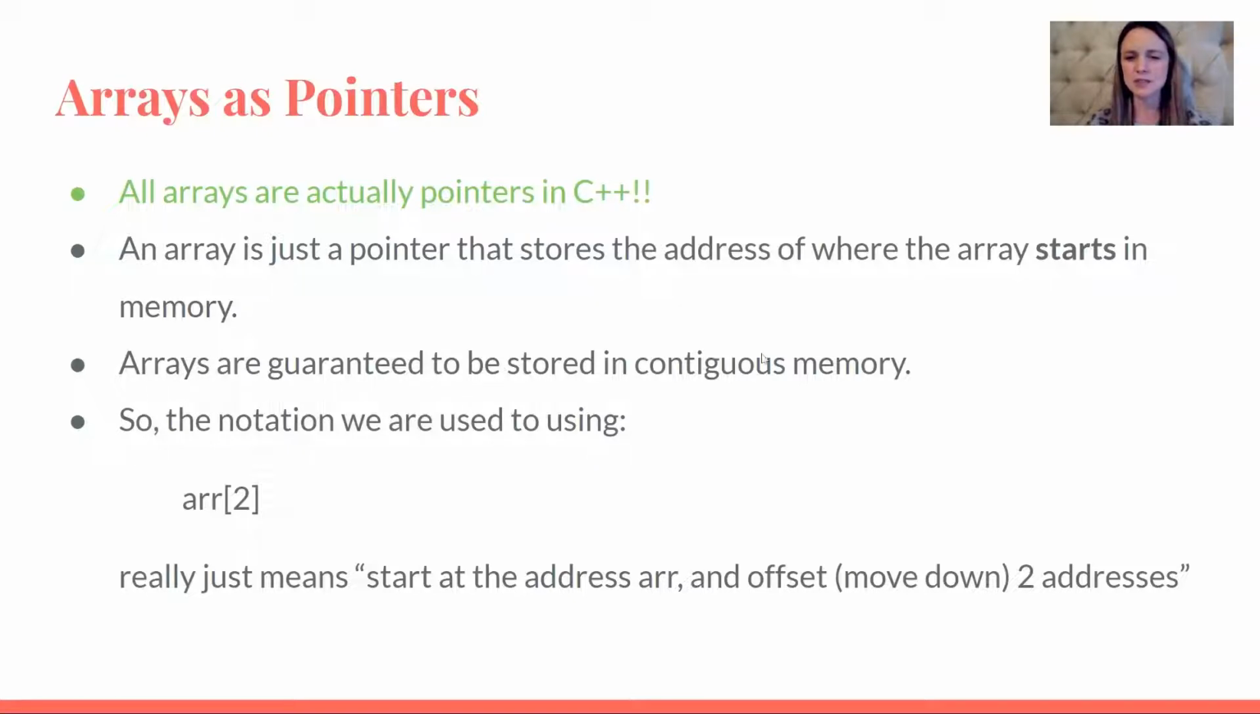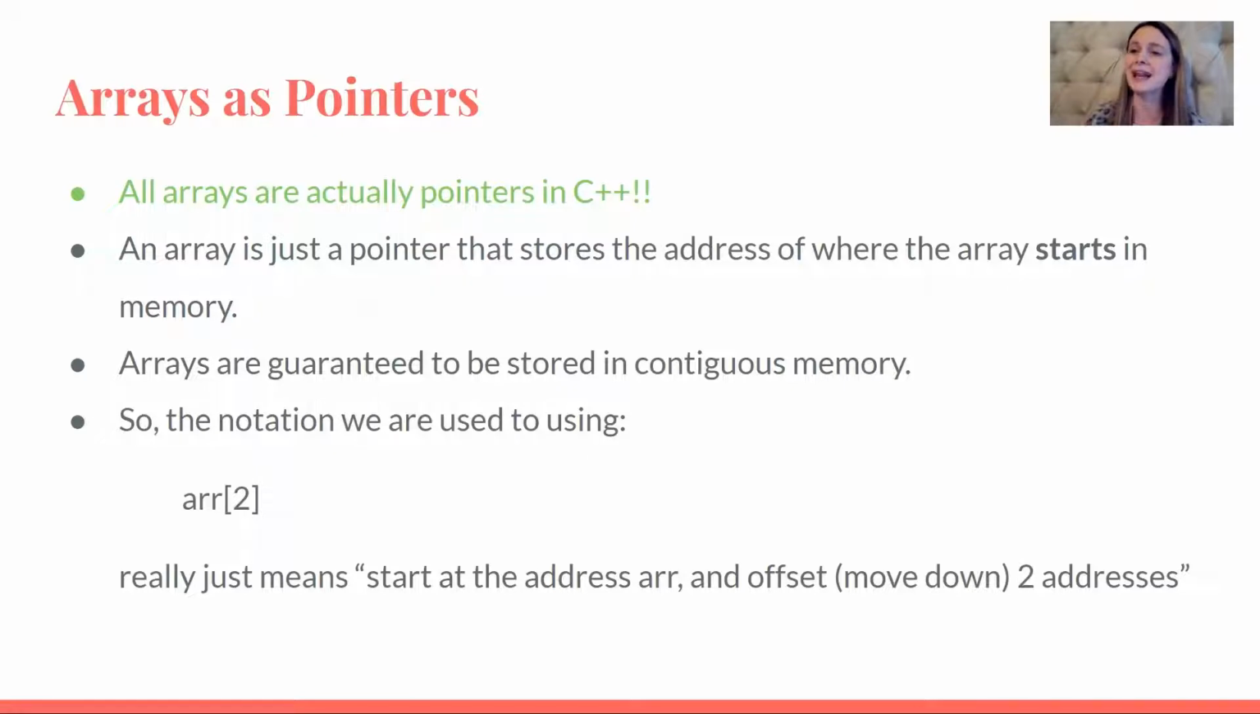Arrays are guaranteed to be stored in contiguous memory, and that means one right after another, okay? That's not always the case with other data types. If I declared 5 variables in a row, it would actually be unusual for them to be stored one right after another. They could be stored anywhere there's an opening. But if I declare an array, I am guaranteed that they're stored one right after another.